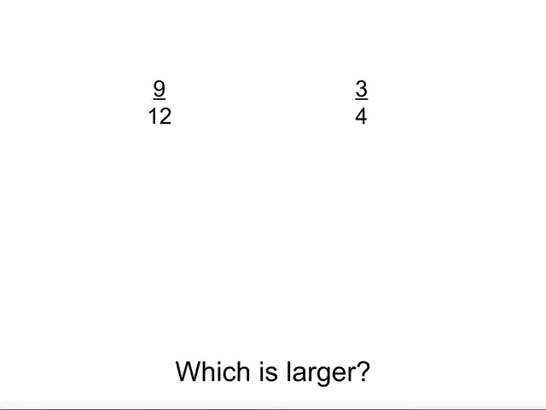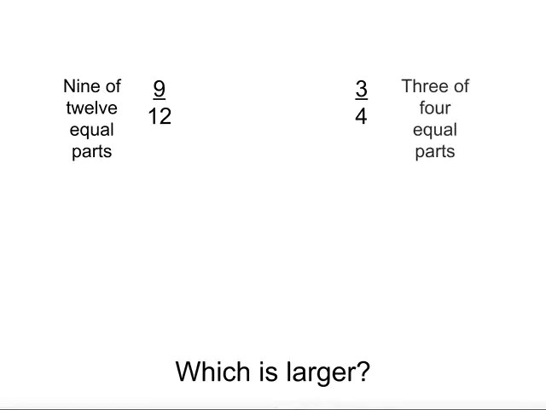Let's try one showing the numbers more clearly on the picture to see if we can eventually complete the problems without drawing a picture. Here we have 9 of 12 equal parts and 3 of 4 equal parts. We know they have different denominators, so we need to think of their relationship. 3 lots of 4 is 12, so we can change the quarters to be 12ths by multiplying by 3.